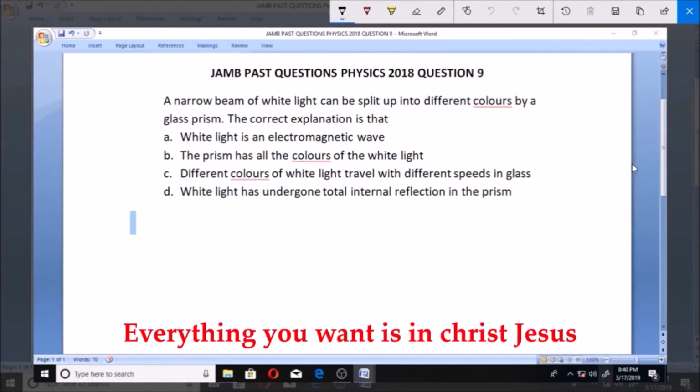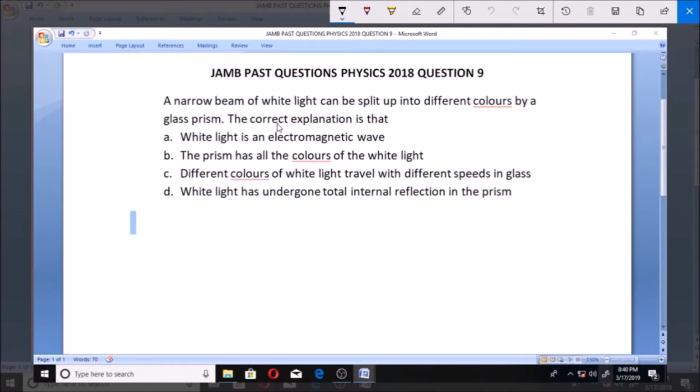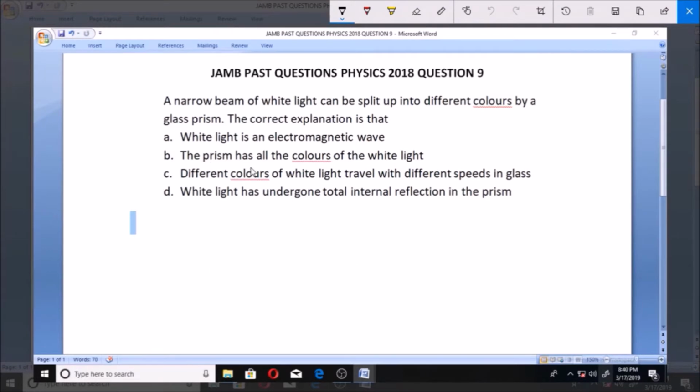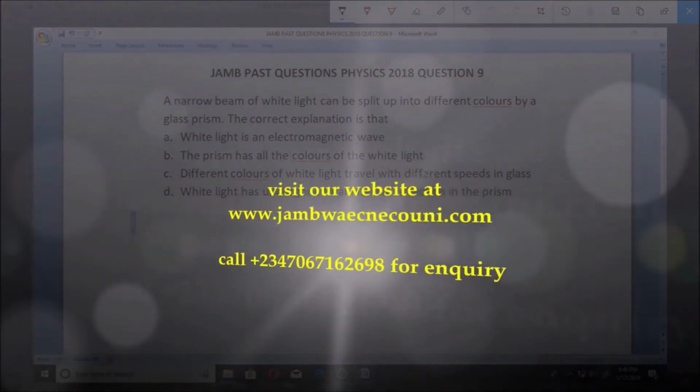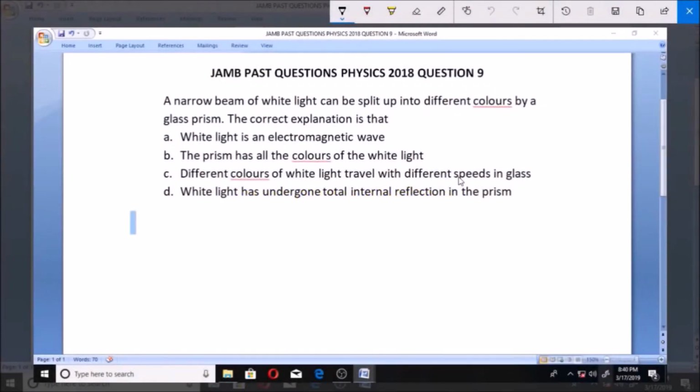Yes, welcome. Let's look at this JAMB past question, physics 2018, question number 9. A narrow beam of white light can be split up into different colors by a glass prism. The correct explanation is that: A, white light is an electromagnetic wave; B, the prism has all the colors of the white light; C, different colors of white light travel with different speeds in glass; D, white light has undergone total internal reflection in the prism. So what is the answer to this problem?